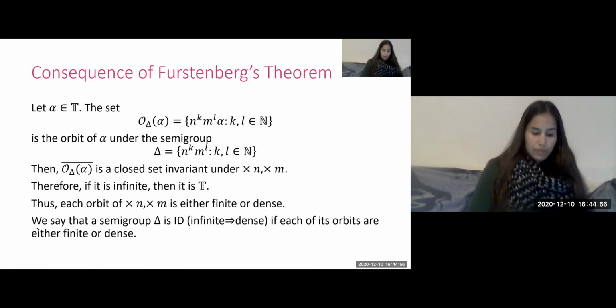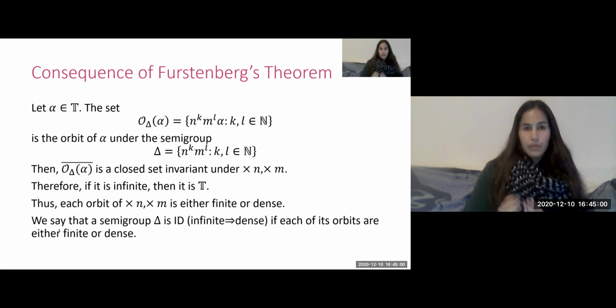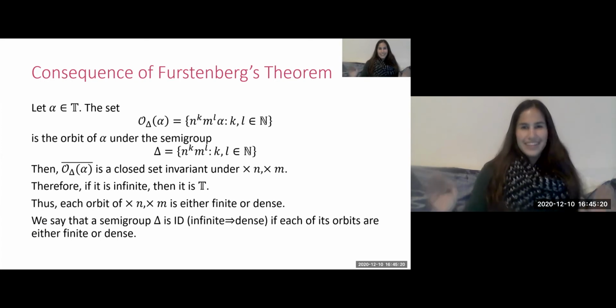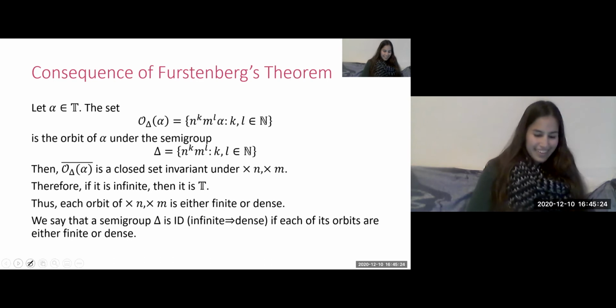Before that, we just wanted to say that this property of being finite or dense, we'll call it topological rigidity in a way, because it just shows that every orbit has to be like this or like that. You don't have any other options. And we call this property ID, which stands for infinite implies dense. Technically, it should be called IID, that is invariant infinite implies dense, but IID is from probability theory, so we'll let them keep their own name.